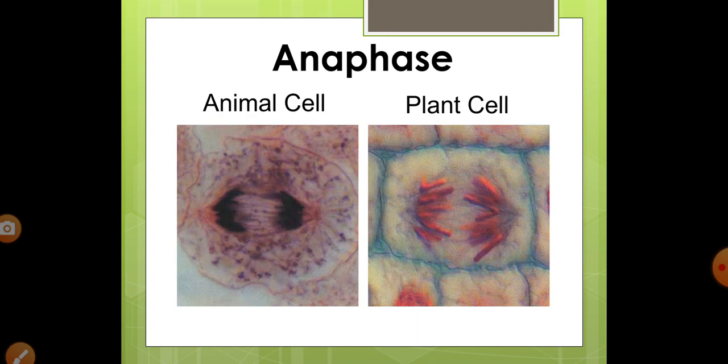In this diagram we can see that the sister chromatids are pulled towards the opposite ends of the poles in both animal cell as well as plant cell.